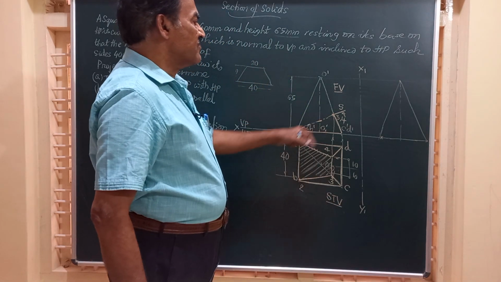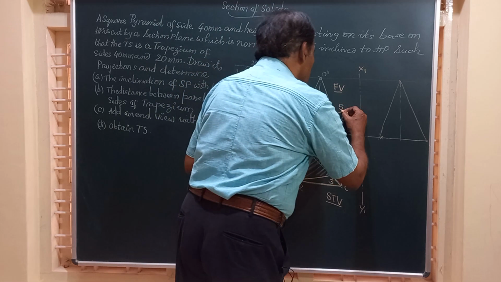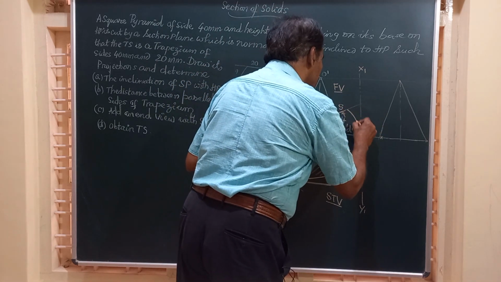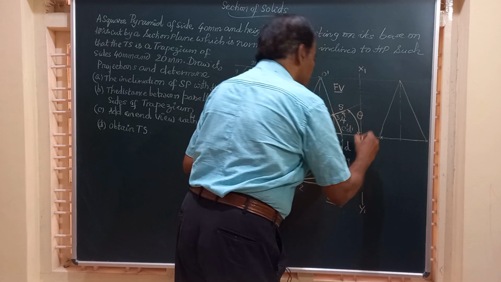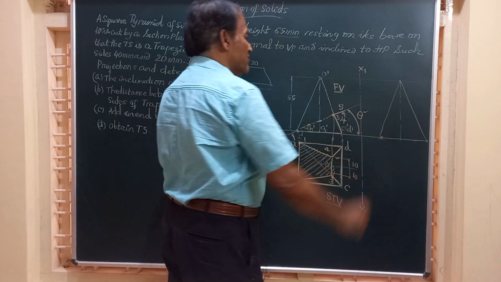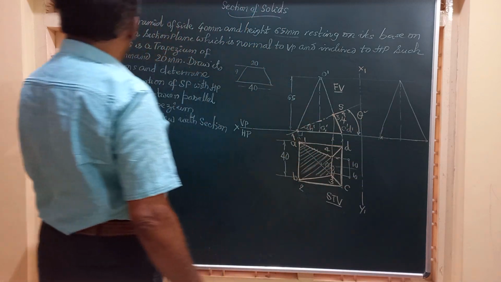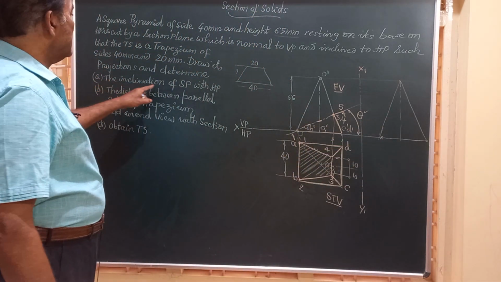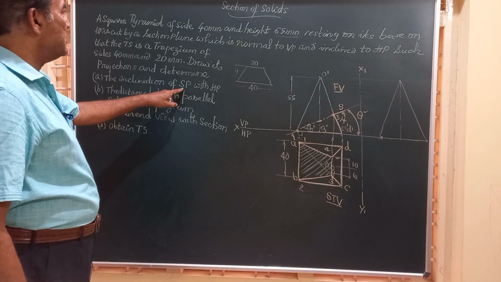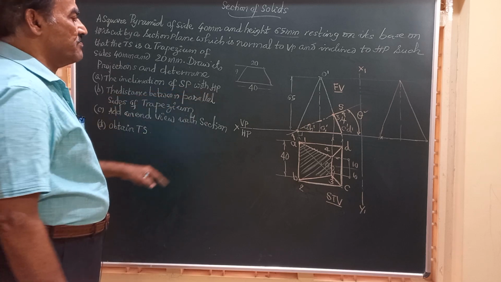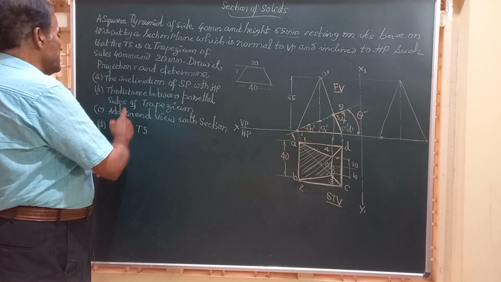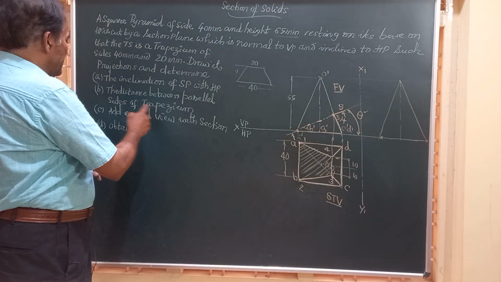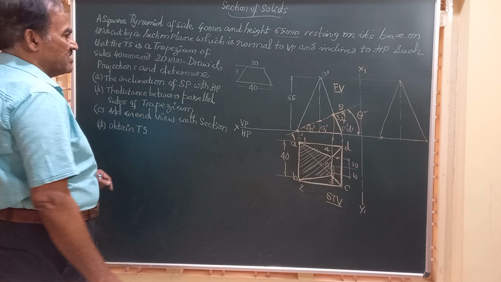And now with this information, you can find out what is the angle made by the section plane. We will call it theta with the horizontal plane. So theta can be found out. The question is asking you the inclination of the section plane, SP means section plane, with the HP. Yes, that is theta. We can find out. Next, the distance between the parallels, that we will also get later on.